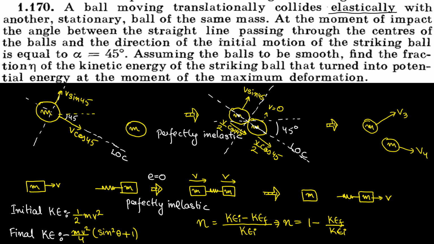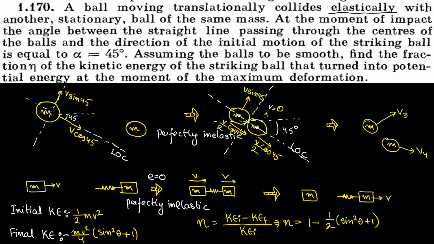And what is the value of final kinetic energy? mv square by 4 into sin square theta plus 1. What is the value of initial kinetic energy? Half mv square, isn't it? So if I cancel out mv square and mv square, now 1 by 4 divided by 1 by 2 is nothing but 1 by 2, isn't it? So the percentage of kinetic energy converted to deform the body is equal to 1 minus 1 by 2 into sin square theta plus 1.